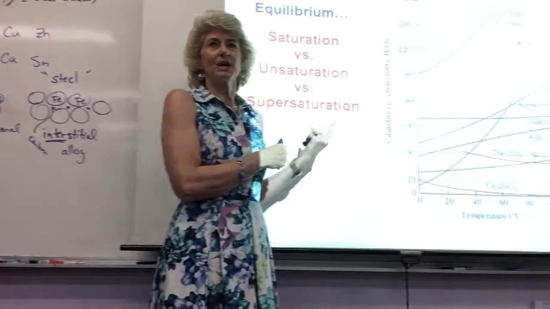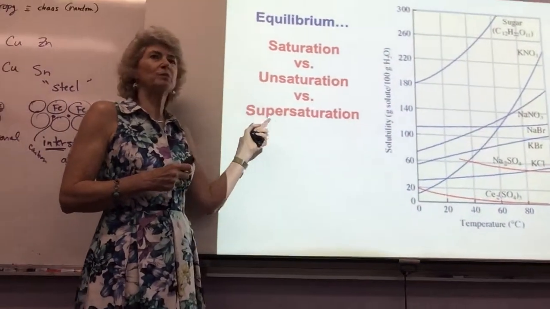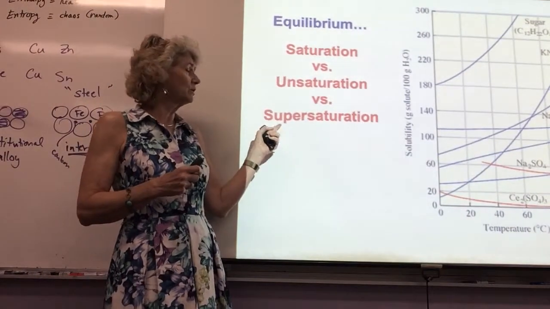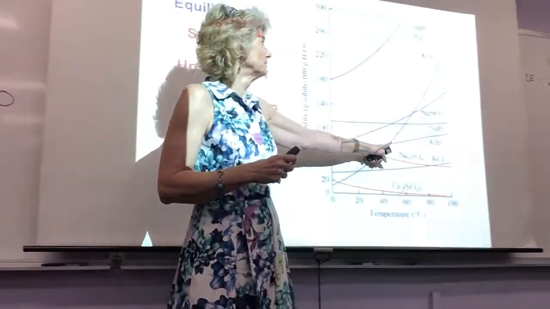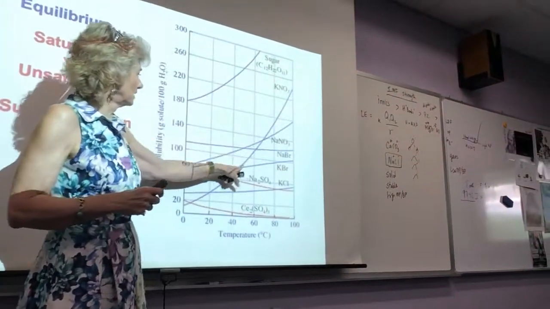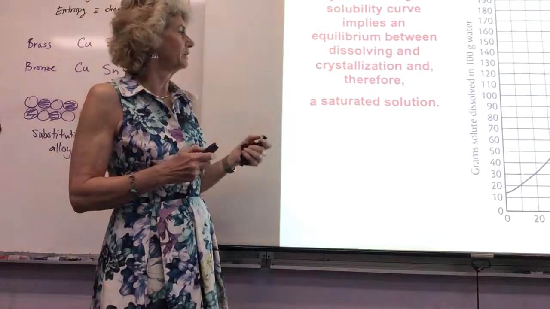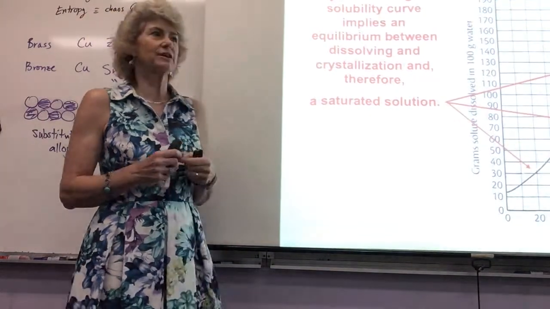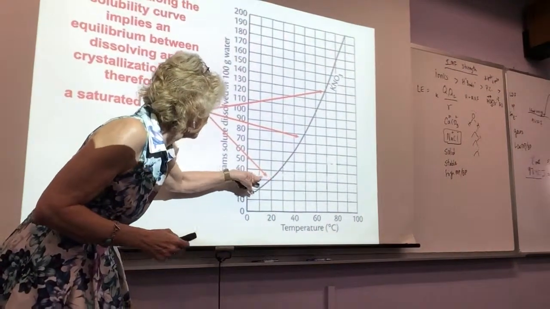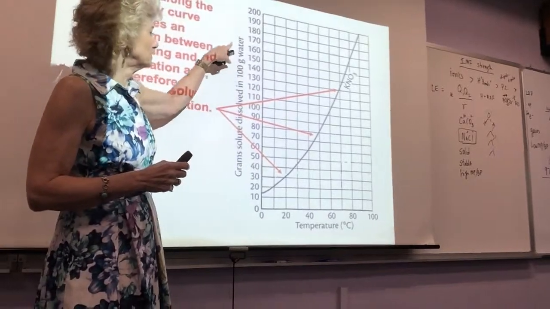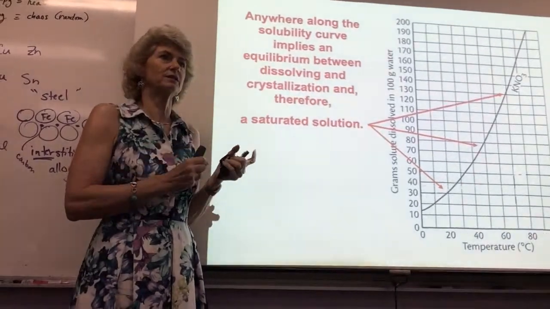So this is what I already referred to: saturated, unsaturated, and then this word, supersaturated. Saturated means that you've put so much in, no more will dissolve. You're on that line now. So look at KNO3. I'm going to pull it out by itself just to make it clear. Anywhere along the line is saturated. So if you're at 25 degrees and you've put in 35 grams in 100 mils, no, it all will go in. One more crystal will just fall straight to the bottom.